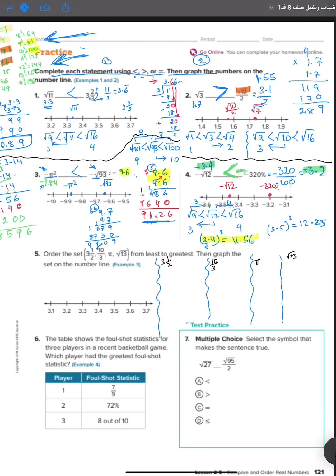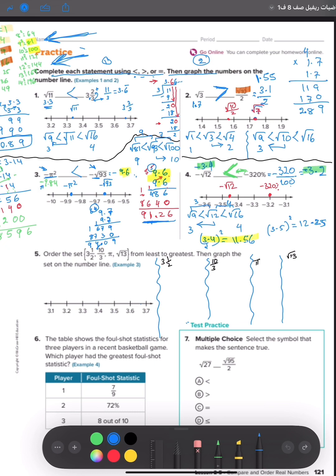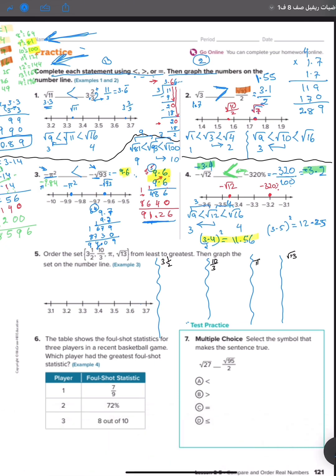Question number 5. Order the set 3 and a half, 10 over 3, pi, and square root of 13 from least to greatest, then graph. As we know, here we have two questions. First, order from least to greatest. Pay attention for this one. Then graph. So we have question 1 and question 2. For question 1, I will simplify 3 and a half, 10 over 3, pi, and square root of 13.